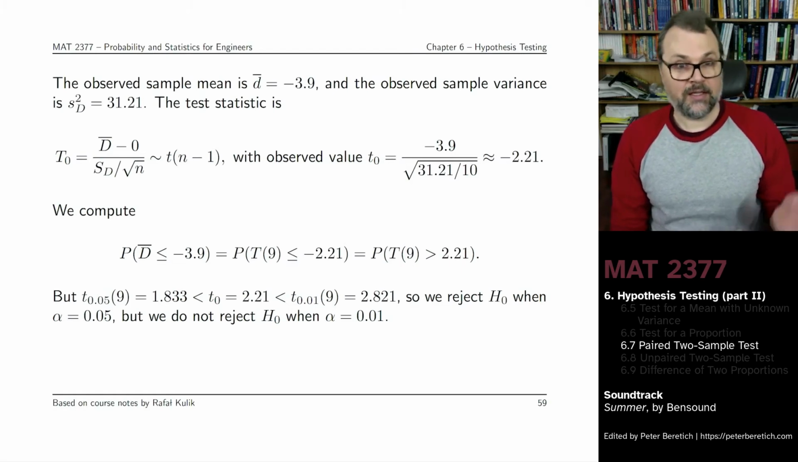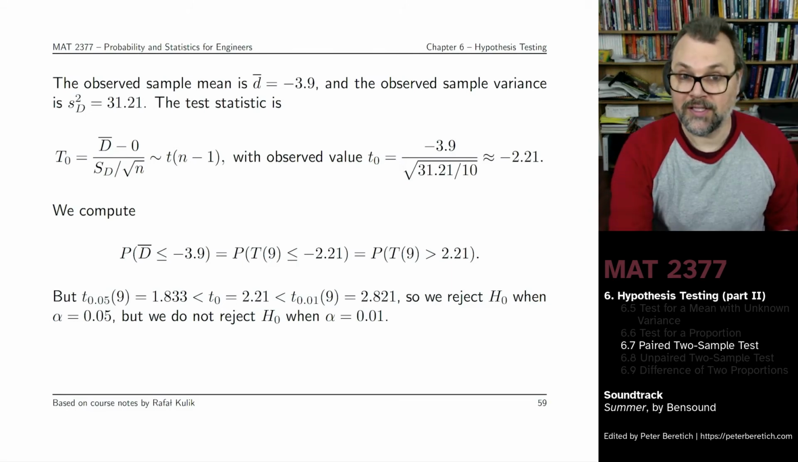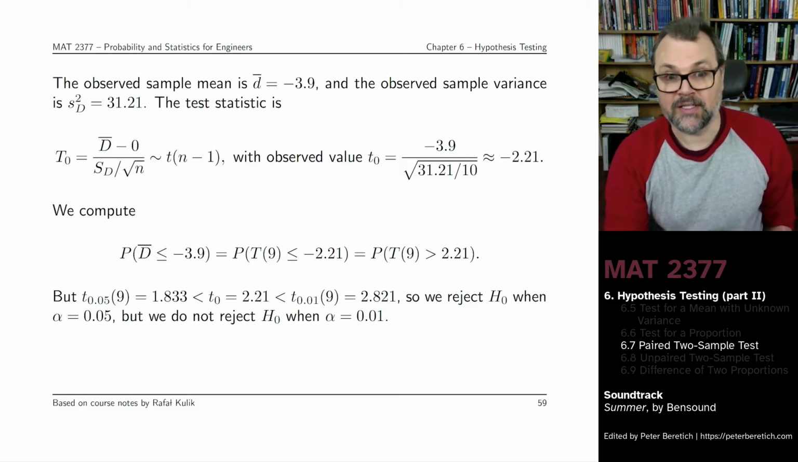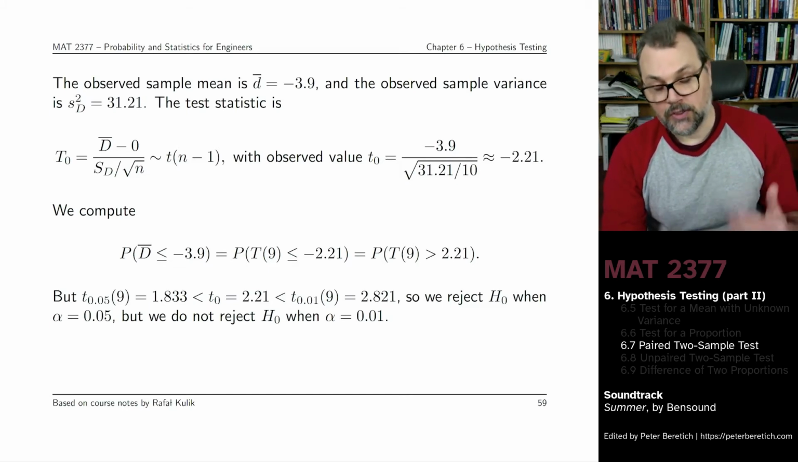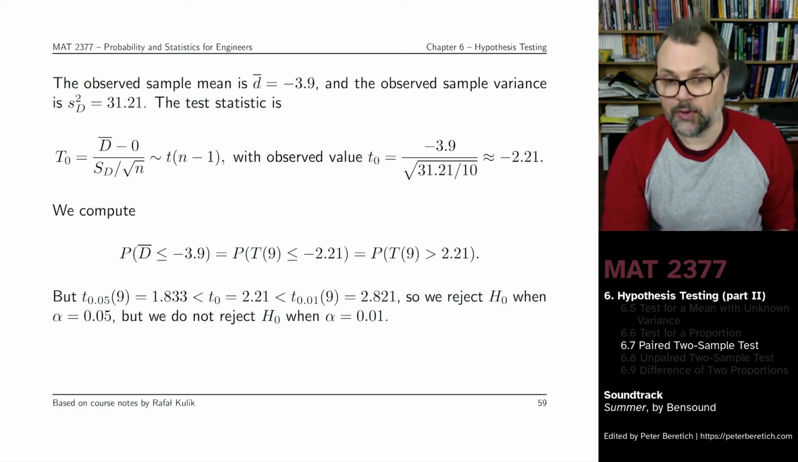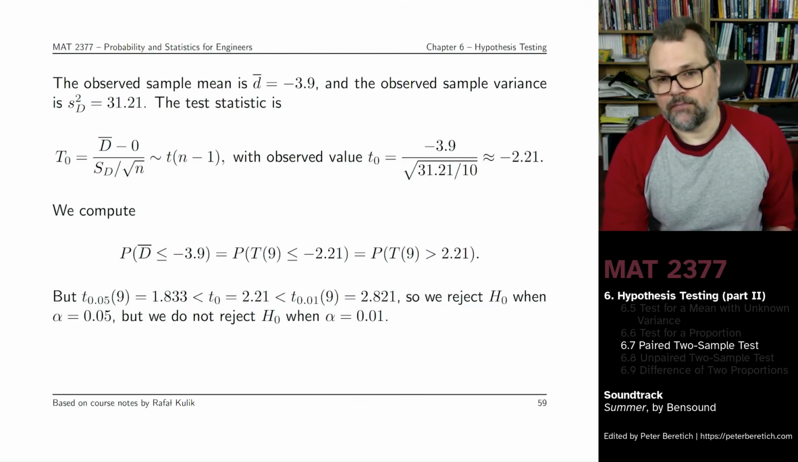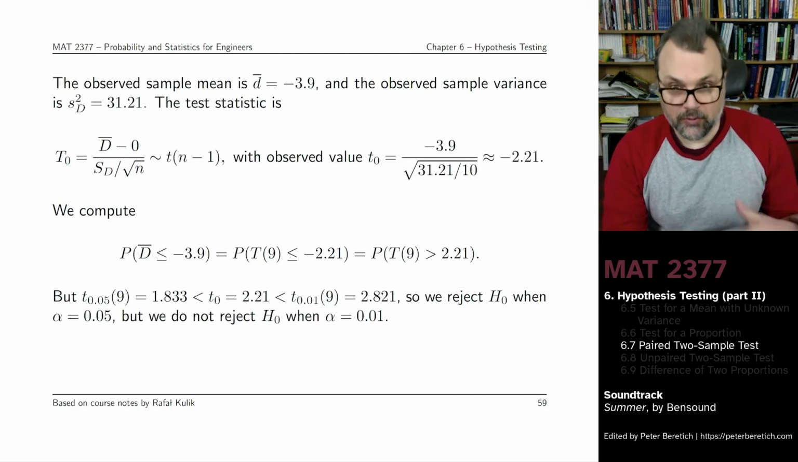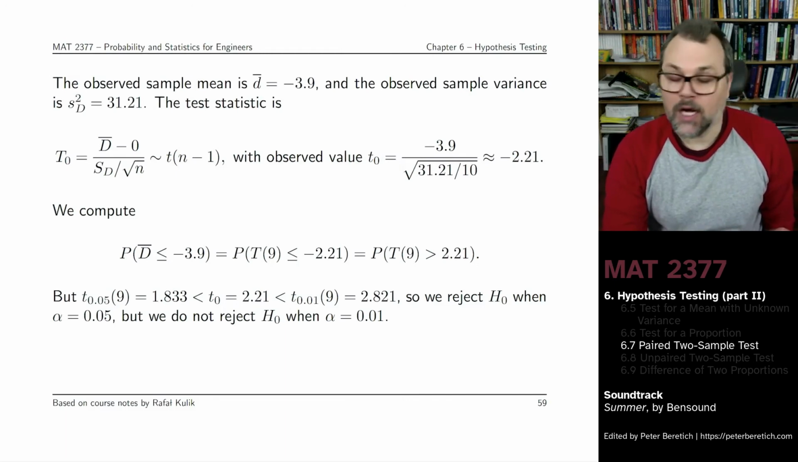And now you compute the p-value that is associated with that. What's the probability that the sample mean of the differences would be smaller than minus 3.9, this quantity that you have observed? That would be the same as the probability that the student t distribution with 9 degrees of freedom, 10 minus 1, would be smaller than the standardized coefficient here, which is observed to be minus 2.21. Or because the student t distribution is symmetrical, that is going to be the same as the probability that the student t distribution with 9 degrees of freedom would be greater than 2.21. You could compute this directly using R or other software.